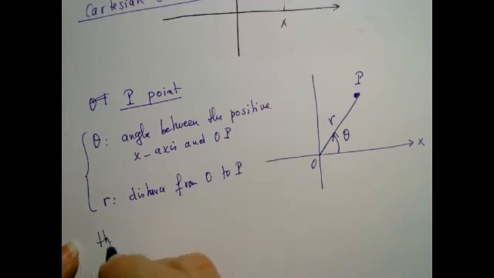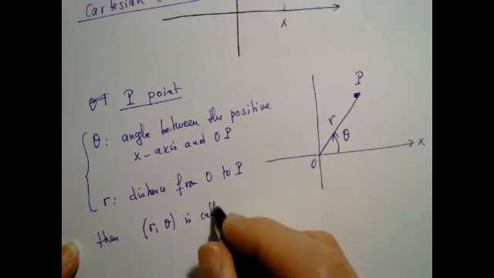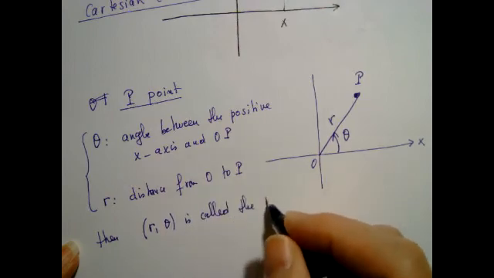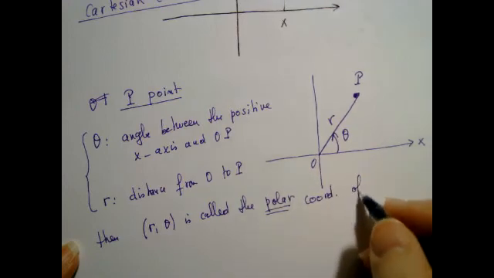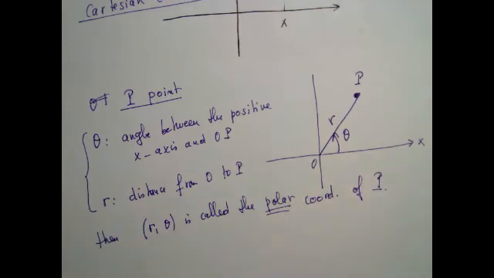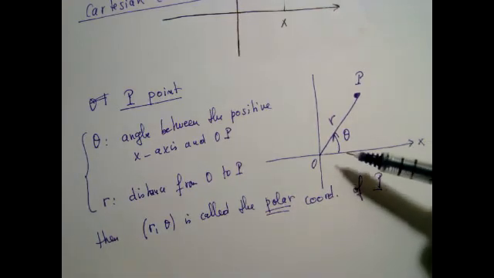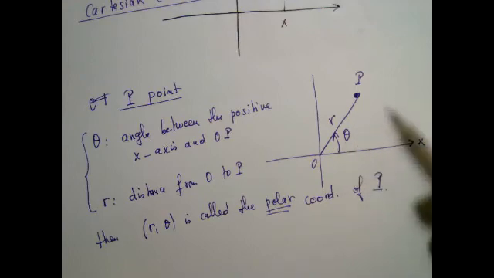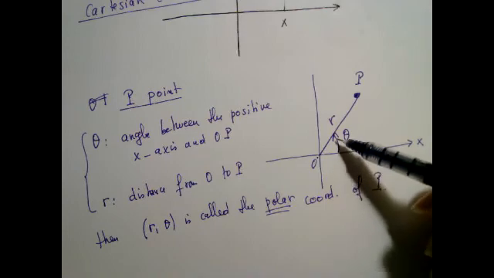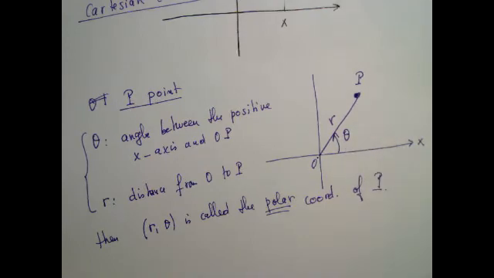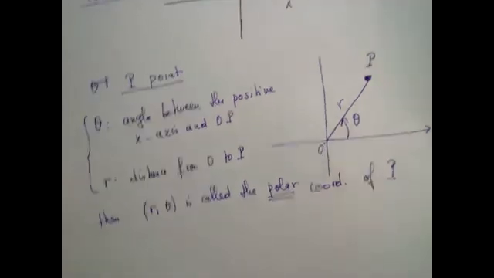Then the pair R theta is called the polar coordinate of the point P. It's another way of specifying the point. So instead of giving you the x and y, we can specify it differently. I can tell you how far the point is from the origin, and I can tell you the angle, and therefore I can give you the point. So it's a different way of saying where a point is in the plane.